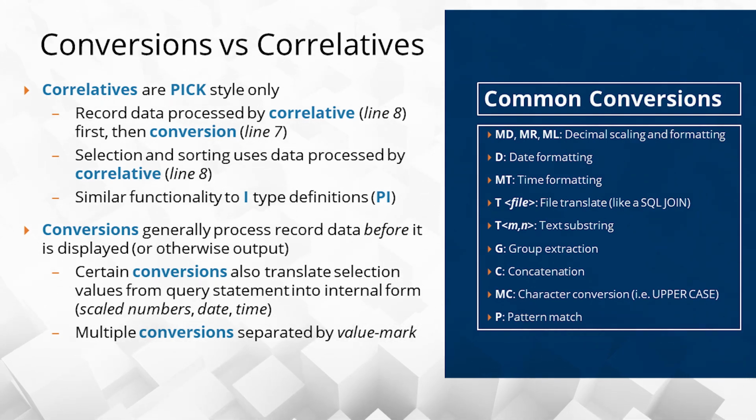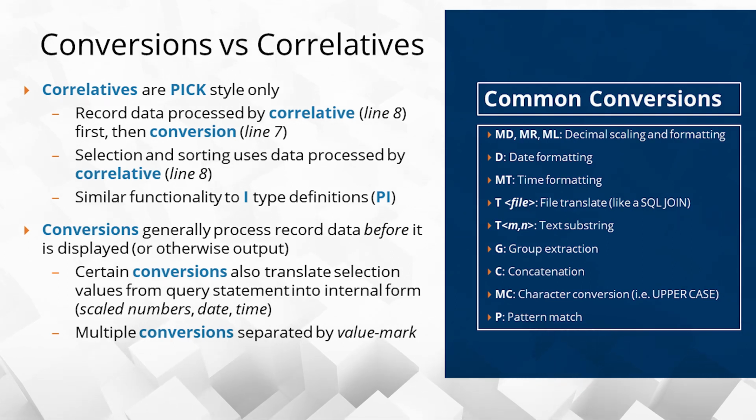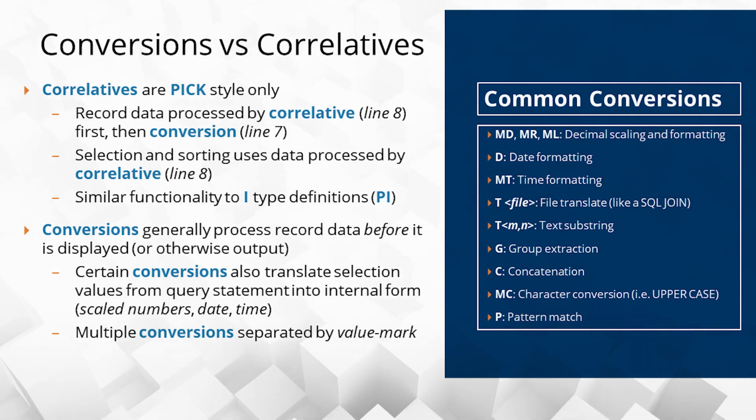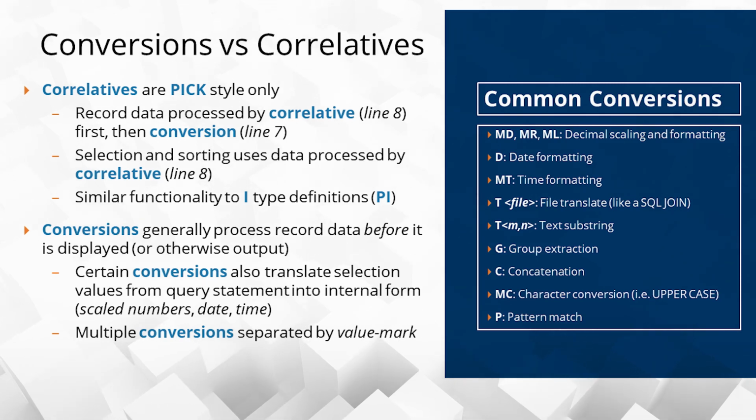In the PICK style, we have something called correlatives, which are on line 8 in the dictionary, and then there are conversions on line 7. They're both the same kind of codes. The main difference is that correlatives run first and then conversions happen second. Correlatives are processed during the selection and sorting phase of a query, and conversions are processed during the output, almost. We'll talk about the exception.